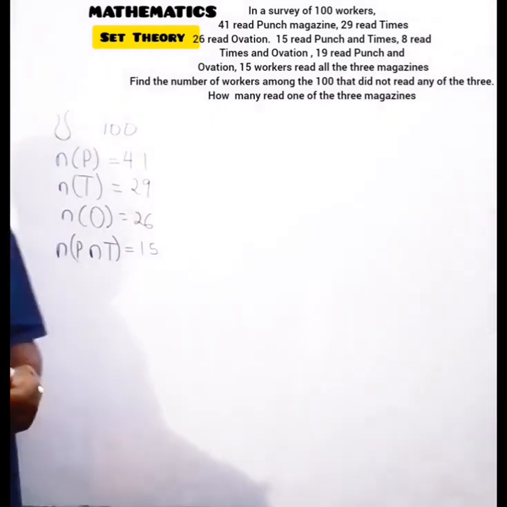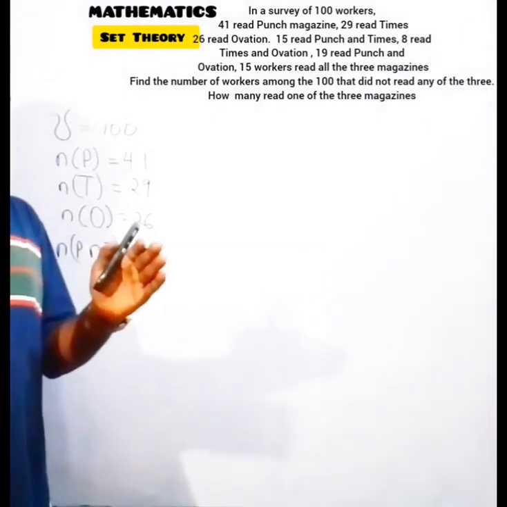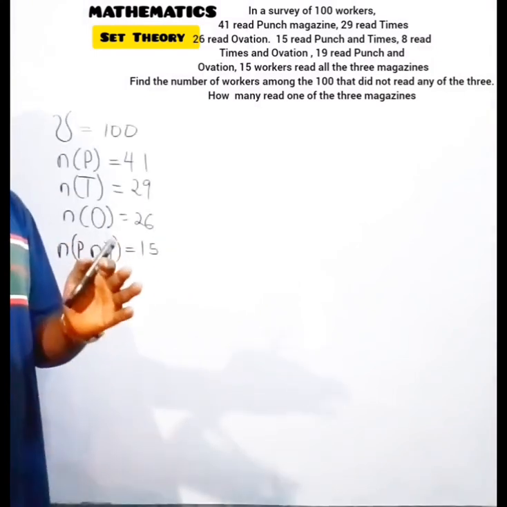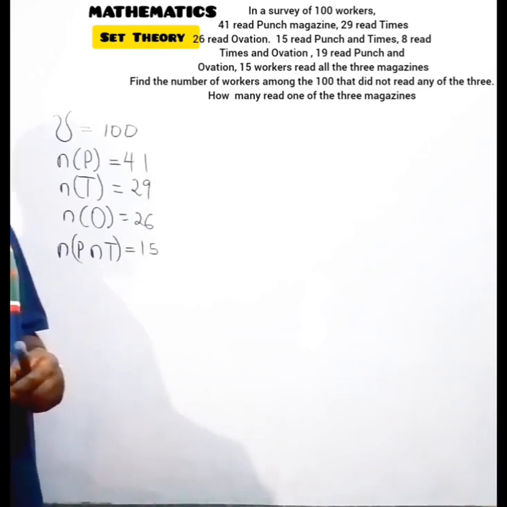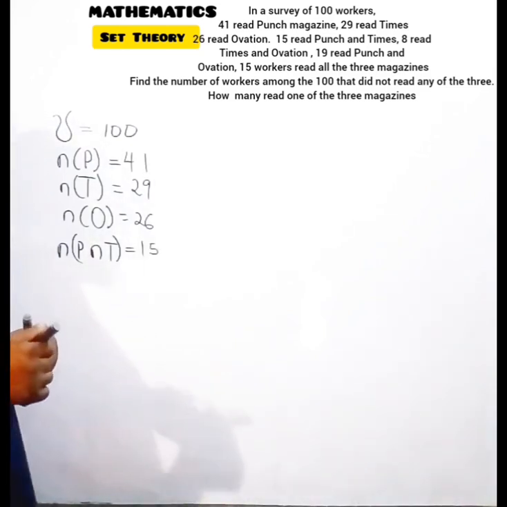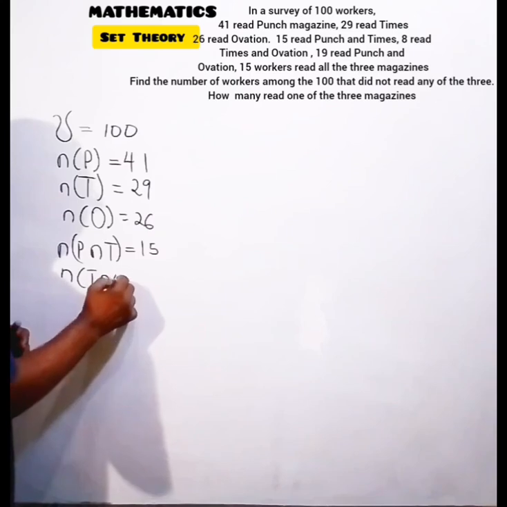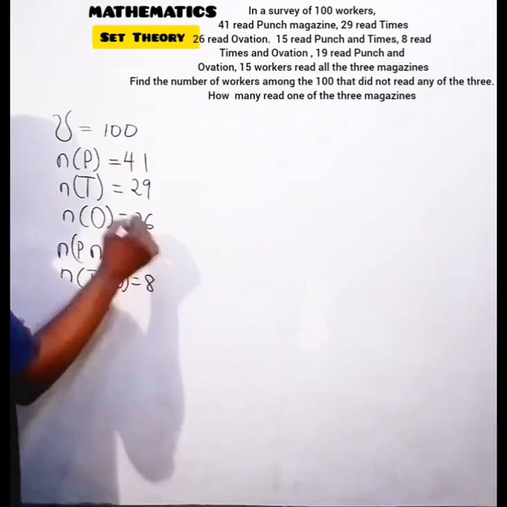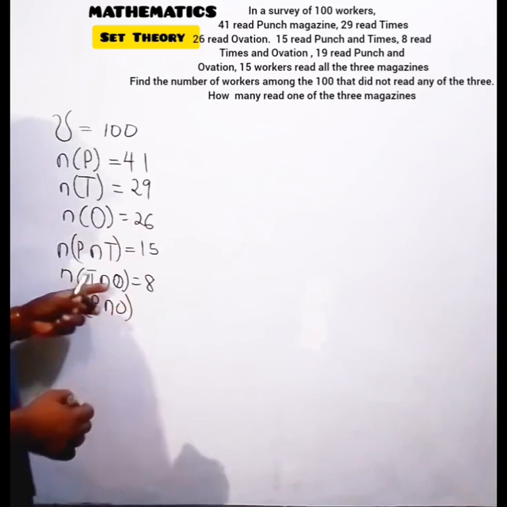Now, what do I mean by this intersection here? Those are the ones that read the two newspapers together. When you have the word 'and' there, that means the intersection. And 8 read Times and Ovation. The number of Times intersection Ovation is equal to 8. And the number of Punch intersection Ovation is what you are going to have next.